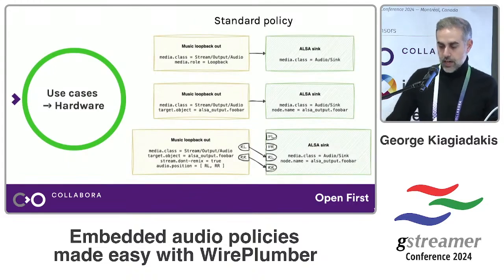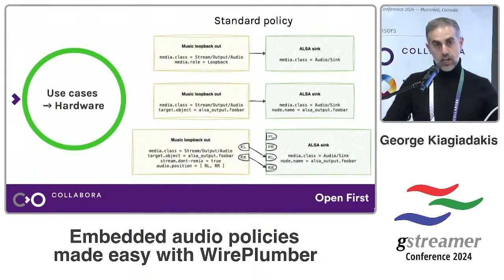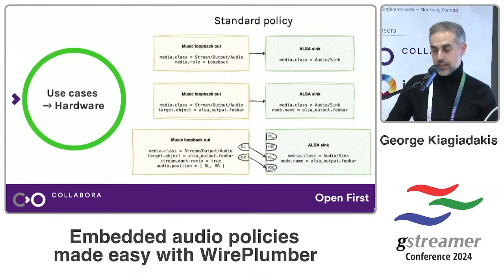Now, for associating a use case to the hardware, we just use the standard policy. So the other end of the loopback, as I said before, is just a regular application stream. So as soon as it appears, WirePlumber can just use the standard policy and link it to the default output.